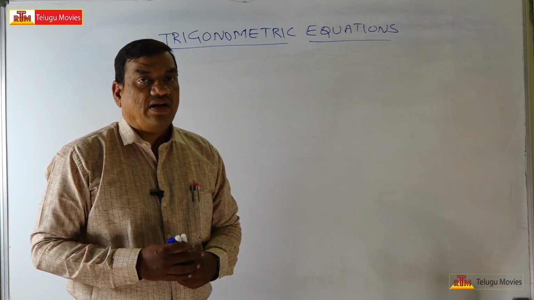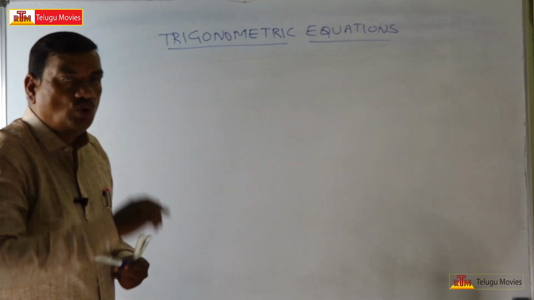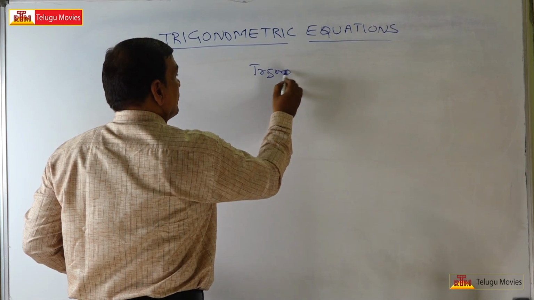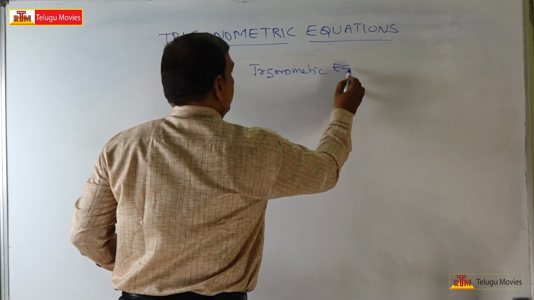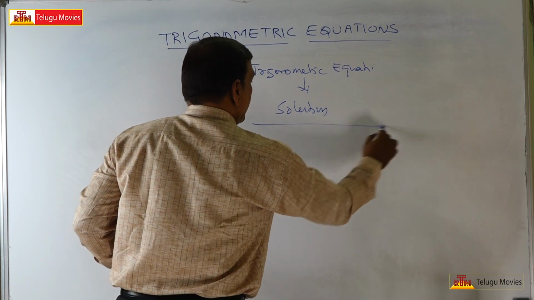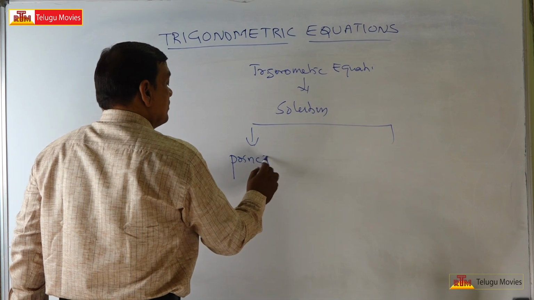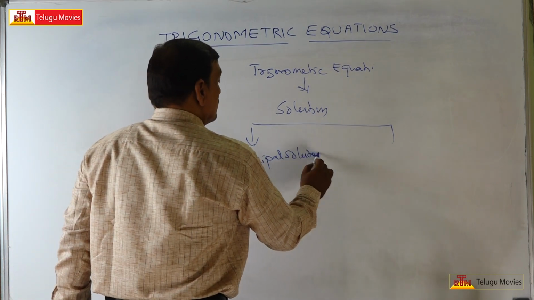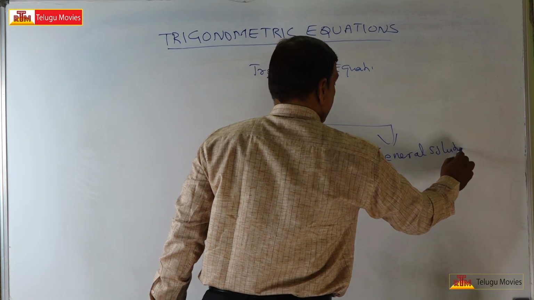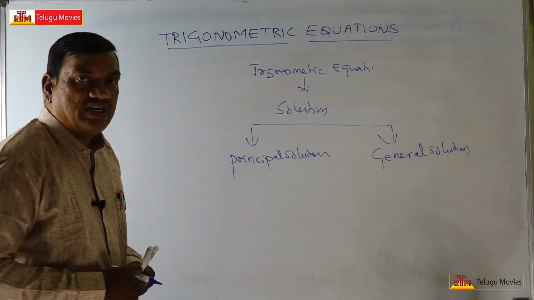Dear students, welcome back. Every trigonometric equation has two types of solutions. One is the principal solution, and another one is the general solution. What do principal solution and general solution mean?